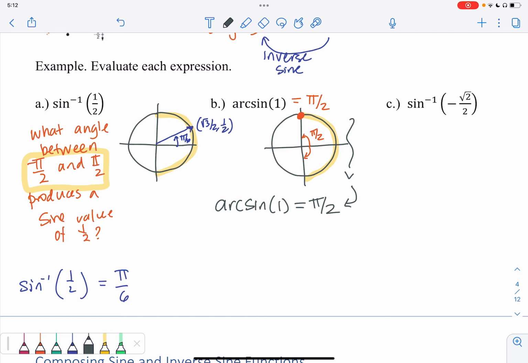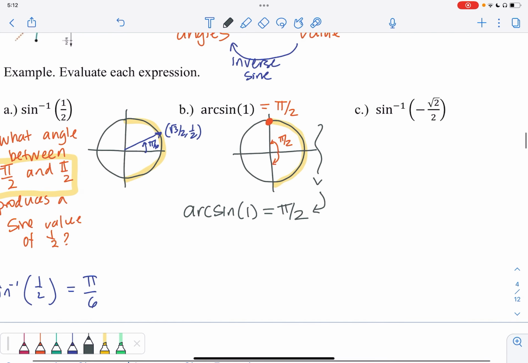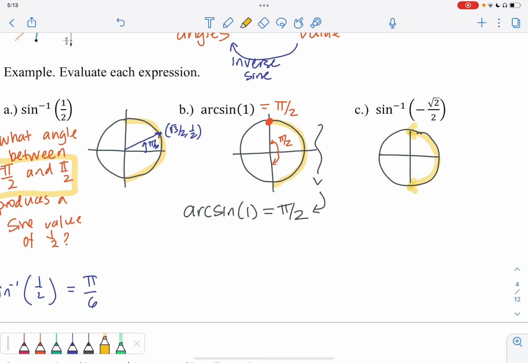All right, last one. What about sine inverse of negative root 2 over 2? Again, this is asking what angle between negative pi over 2 and pi over 2 produces a sine value of negative root 2 over 2. So I do the same thing every time: it's going to be between negative pi over 2 and pi over 2. So where does that happen? Well, I'm really looking for a y-coordinate on the unit circle of negative root 2 over 2. And I know that only happens one place, which is good.